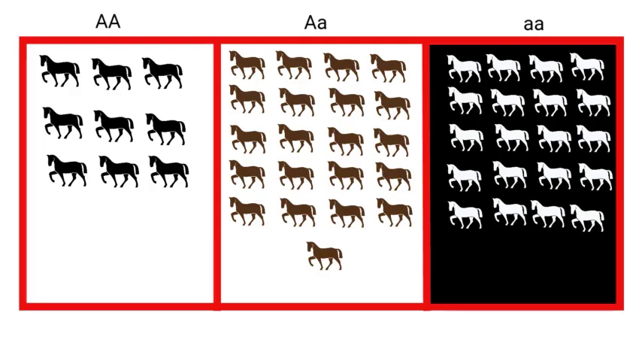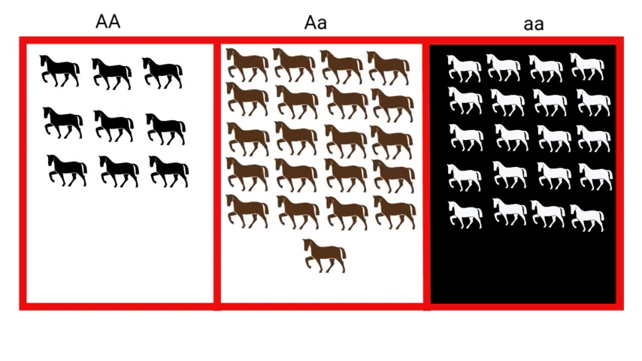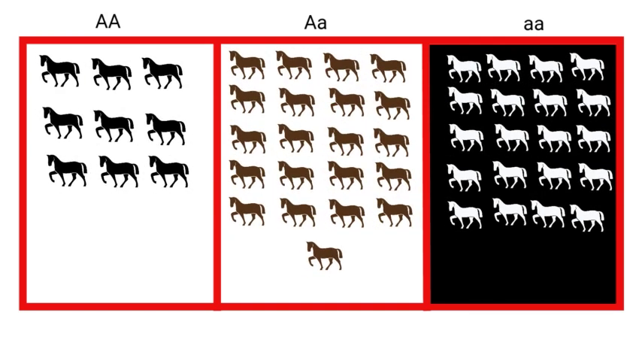Below we have a herd of horses with three phenotypes. The herd has 9 black horses, 21 brown horses, and 20 white horses. The black horses have the homozygous dominant genotype big A, big A. The brown horses are heterozygous big A, little a, and the white horses are homozygous recessive little a, little a.